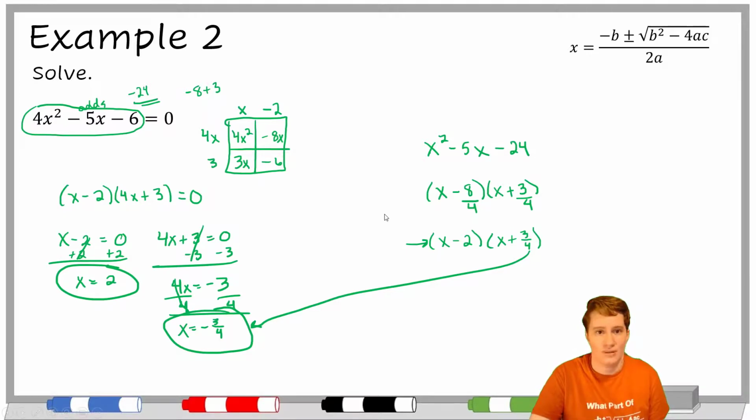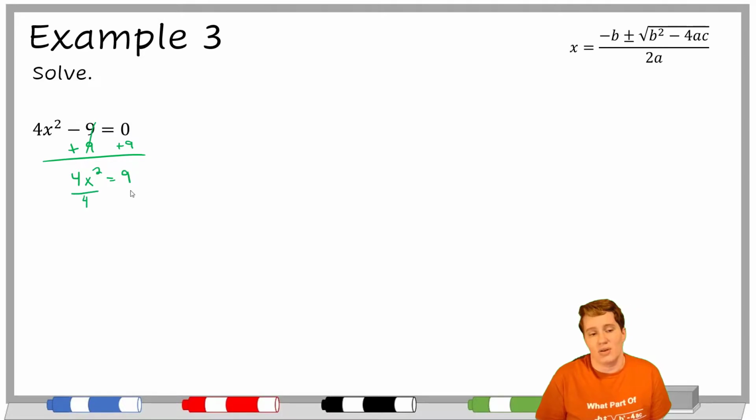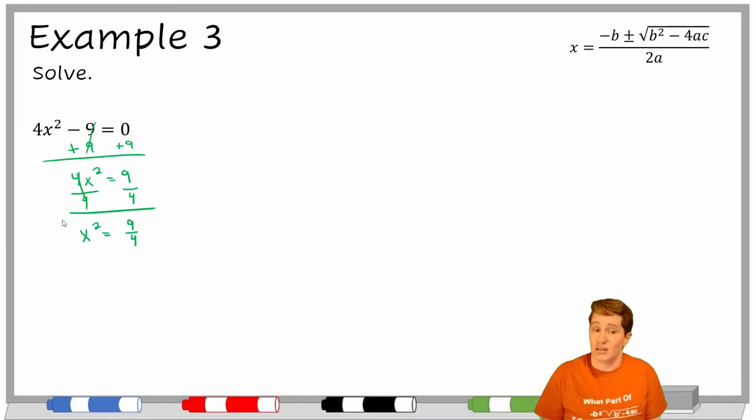Let's look at example 3. Okay, we don't have an x term. That's nice because we can use square roots. Now I was a little mean on this one with our numbers here. We're going to add 9 to both sides and get 4x squared equals 9. You could square root at this point. I prefer to go ahead and get all the way to where x squared is by itself, and I think that is the way to be less likely to make a math error.